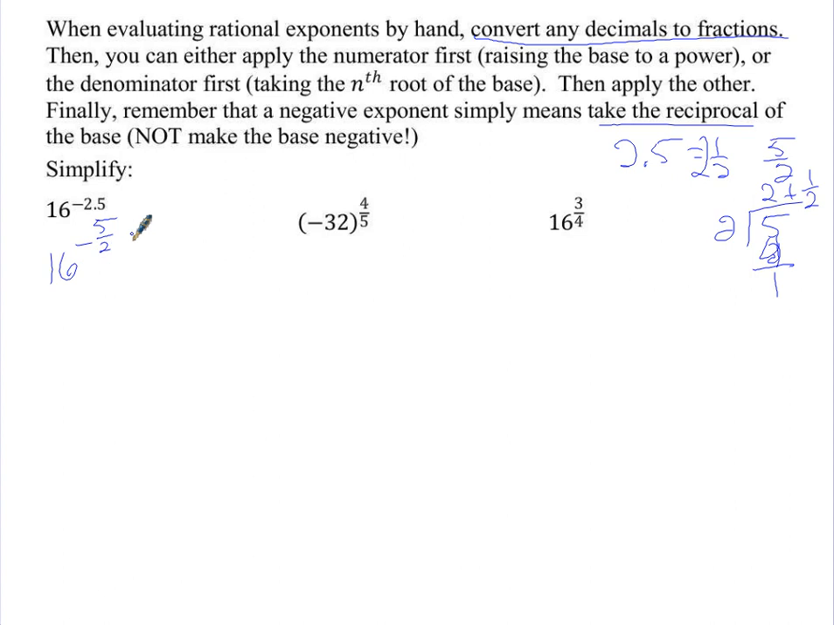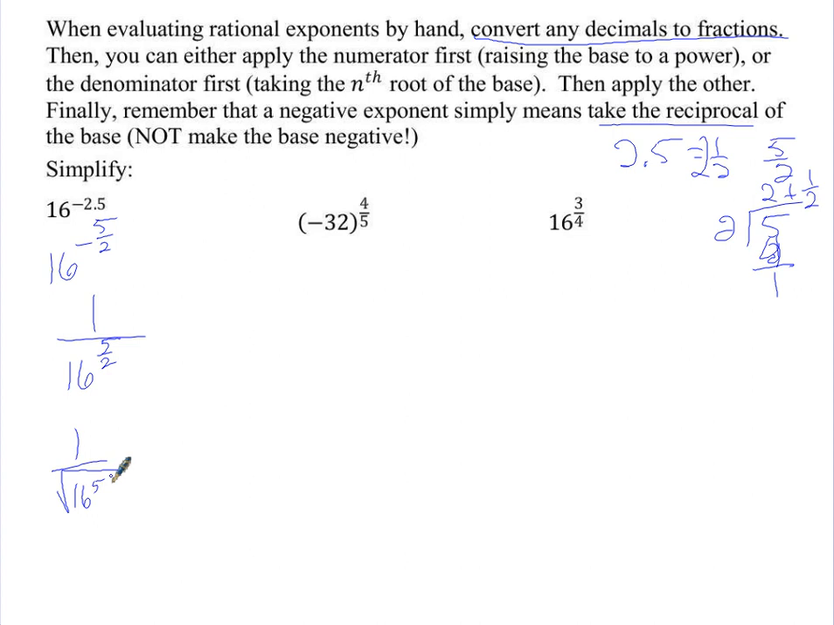So what do I need to do now? We make the exponent positive. To do that, 1 over 16 to the 5/2 now. If I were to write that as a radical, in radical form, that would be 1 over the what? The square root of 16 to the 5th power.